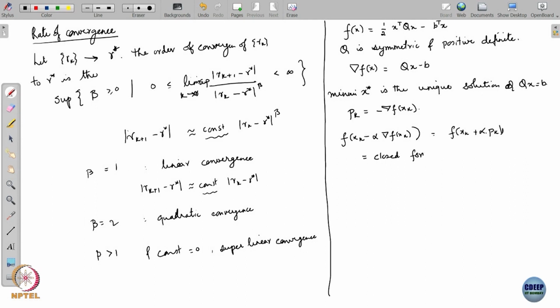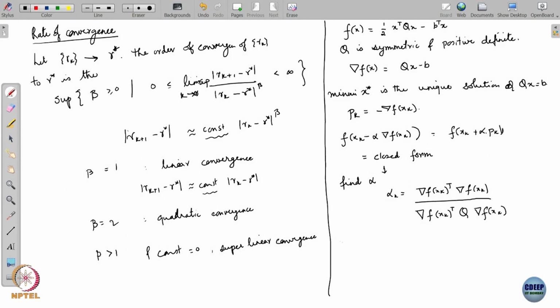In closed form, we can find the alpha that minimizes this and set that as alpha_k. It turns out alpha_k is equal to gradient of f at x_k transpose gradient of f at x_k, divided by gradient of f at x_k transpose Q times the same gradient of f at x_k.